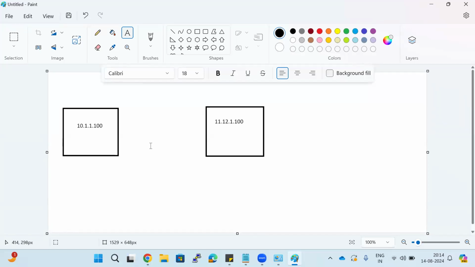The 100 is the same. By looking at the 100, you can say it's the same. There is 10.1.1.100 and there is 11.12.1.100. How can you say it's the same if the last octet is the same? How can you say that first of all? Any other person want to try?